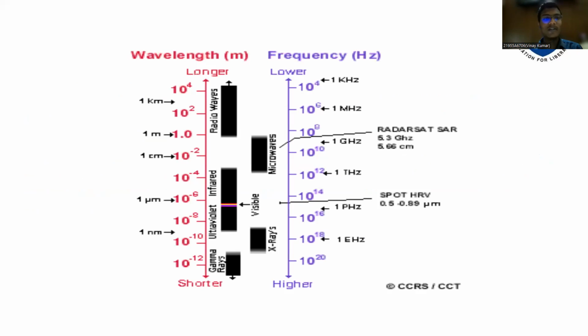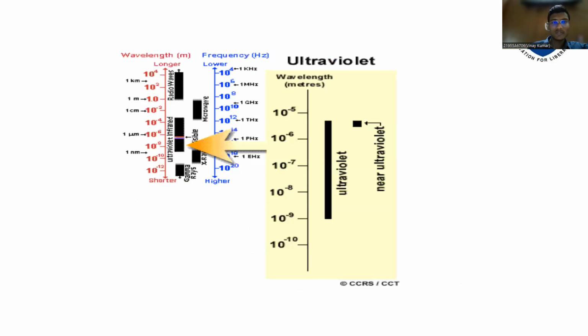You can see the wavelength goes as short as 10 to the power of minus 12 and as long as 10 to the power of 4. At 10 to the power of negative 12, we have gamma rays. As we go longer, at 10 to the power of 4, we have radio waves. Frequency is inversely proportional to wavelength.